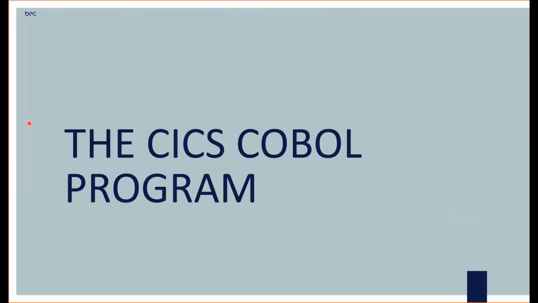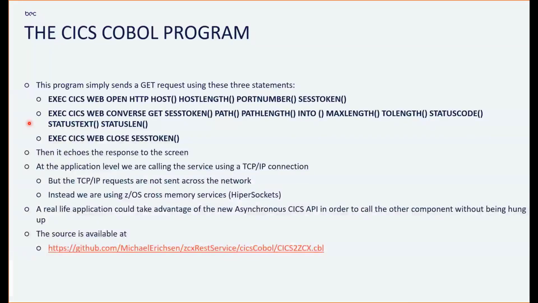So the final part of the project was to call the C# program in zCX from CICS. And if you know CICS, this was quite easy. So we wrote a simple CICS COBOL program, actually with 5 CICS commands: web open, web converse, web close, send text to have the response back to the screen, and return. And this is really all you need for a REST request inside CICS.